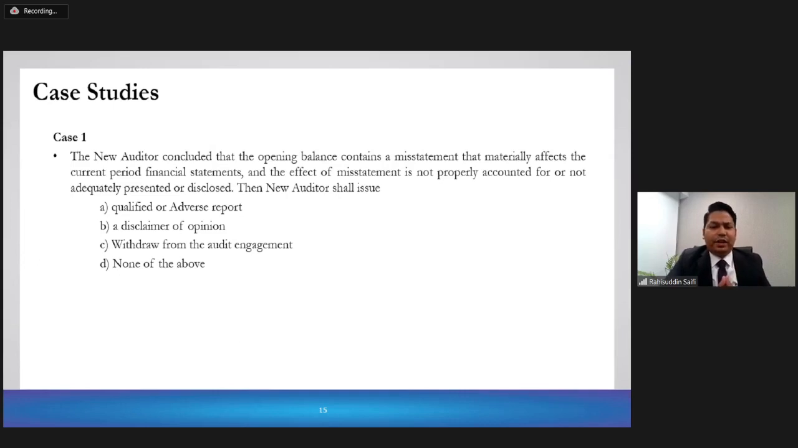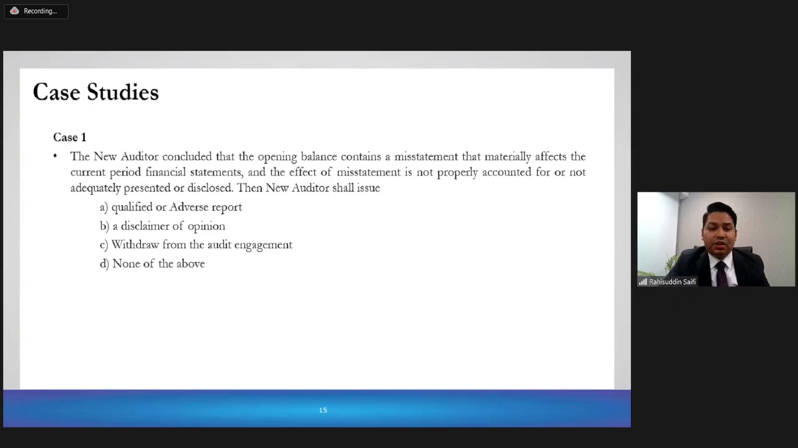New auditor concluded that opening balances contain material misstatement that materially affect the current period financial statements, because we are focusing on the current period financial statements only, and we are giving the audit report on current period financial statements, because as per Indian law, we need to report on the current period financial statements. And the effect of misstatement is not properly accounted for, or not adequately presented or disclosed. Option A, the new auditor shall issue qualified or adverse report.